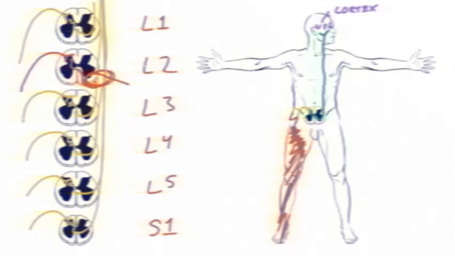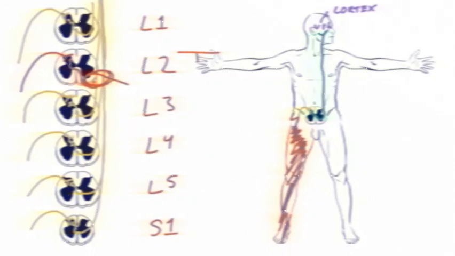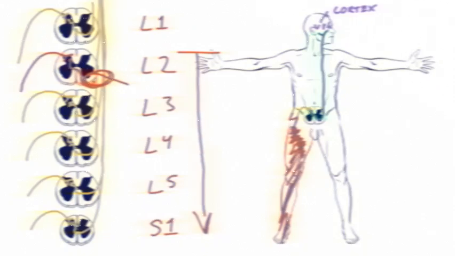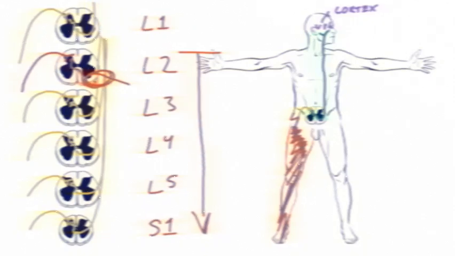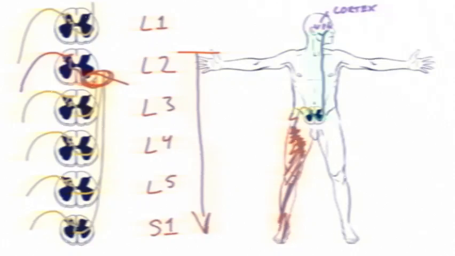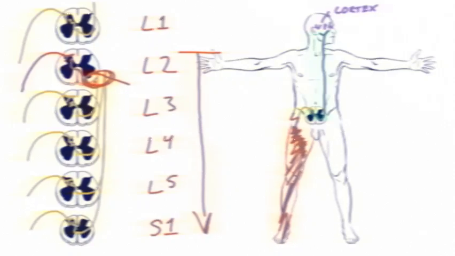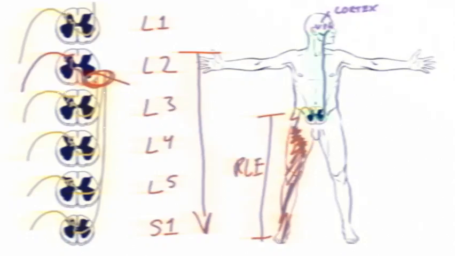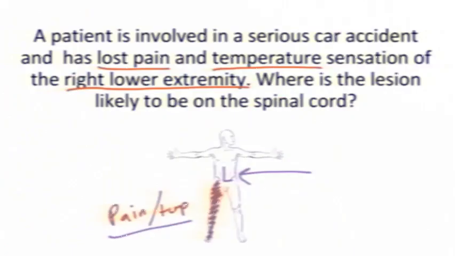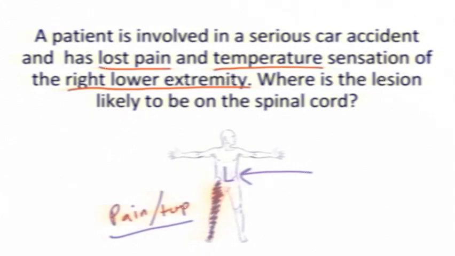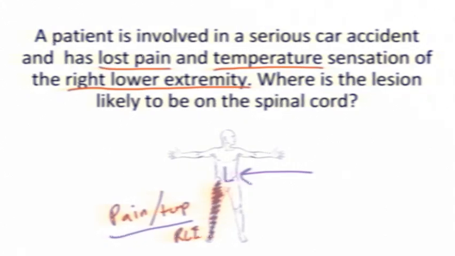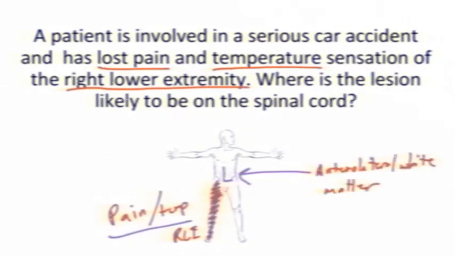So this would mean that every level of the spinal cord from L2 and down would actually be unable to get their signals up. If the anterior white matter was damaged, then these nerves would not be able to carry their signal out to the brain. So the patient would lose all sensation from L2 and down, which would explain why this patient has lost all of the right lower extremity pain and temperature. So going back to our question, with total loss of pain and temperature from the right lower extremity, we expect that there was damage to the anterior lateral white matter.